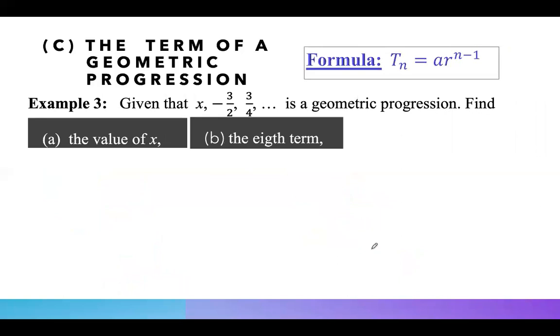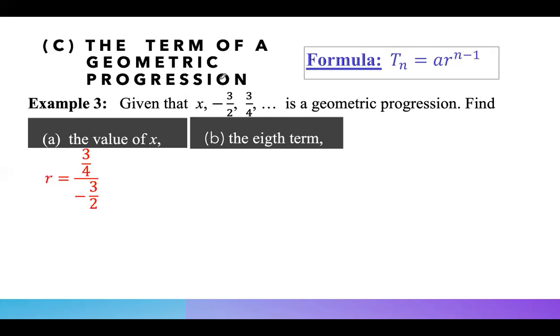Okay, example 3. Given that x, -3/2, 3/4 is a geometric progression, find the value of x. Okay, so how to solve this? Right? So you need to find the common ratio first, right? So we are doing backward later on.